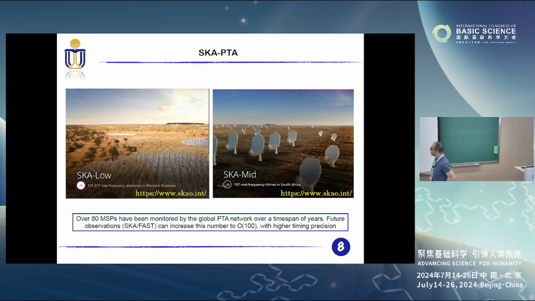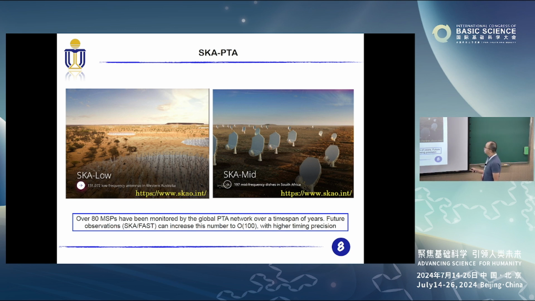The left one shows low frequency antennas in Western Australia, and the right one shows mid frequency dishes in South Africa. So far, over 80 millisecond pulsars have been monitored by the global PTA network over a time span of years. And future observations, for example by SKA and FAST, can increase this number to several hundreds with a higher timing precision.